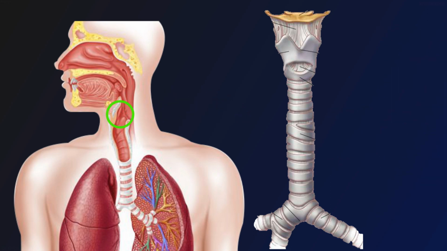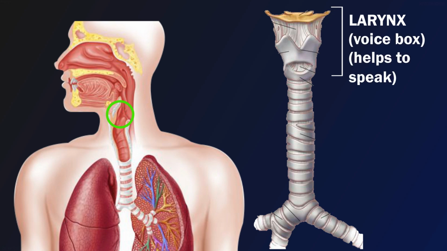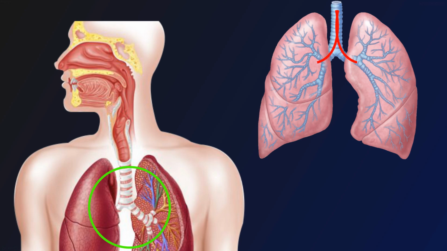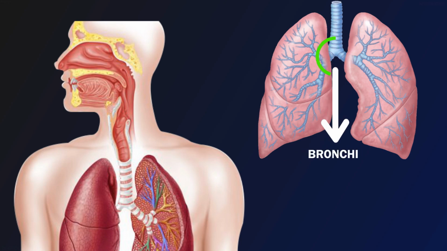In between the trachea and pharynx, the larynx is situated. The larynx is also called the voice box because it helps us speak. In the chest cavity, the windpipe divides into two ways. Each part is called a bronchus and collectively they are called bronchi. The other end of each bronchus leads to a lung.